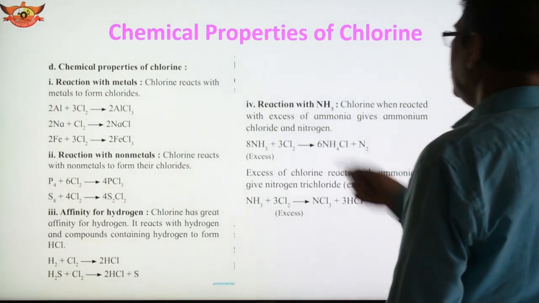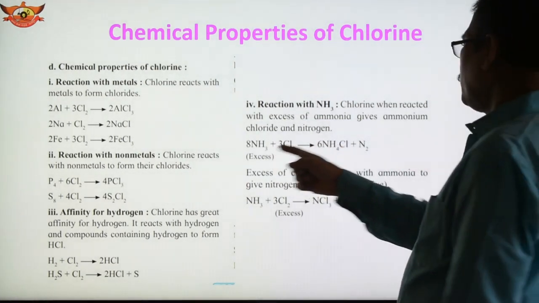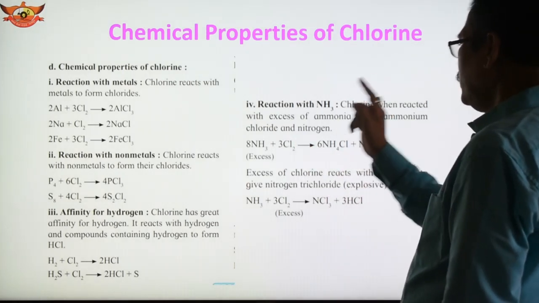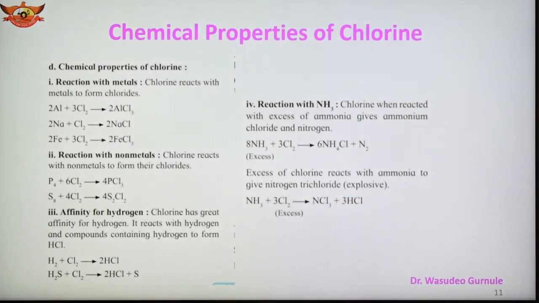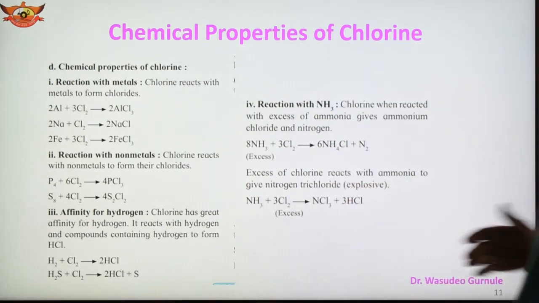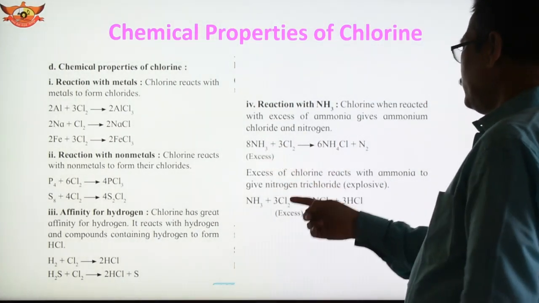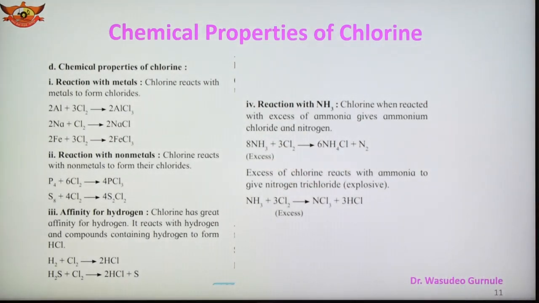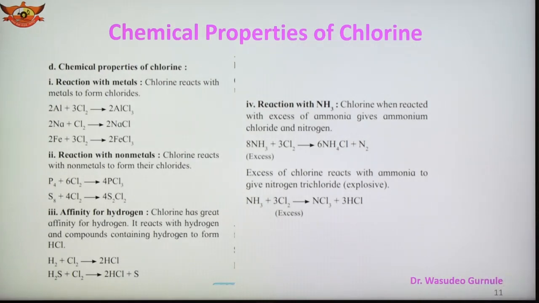Another reaction is the reaction with ammonia. When chlorine reacts with an excess of ammonia, it forms ammonium chloride and nitrogen gas. When we take chlorine in excess to react with ammonia, the compound nitrogen trichloride is formed, which is an explosive. So depending upon the concentration, whether we take ammonia in excess or chlorine in excess, different compounds are formed. In the first case ammonium chloride, in the second case nitrogen trichloride, which is an explosive. So two reactions are there with ammonia.